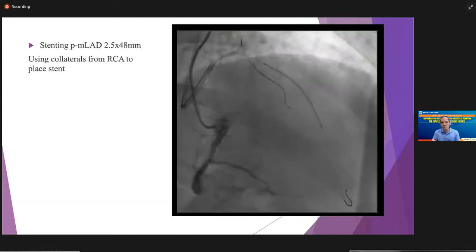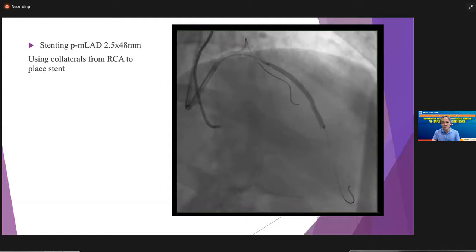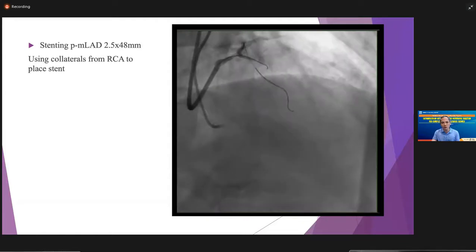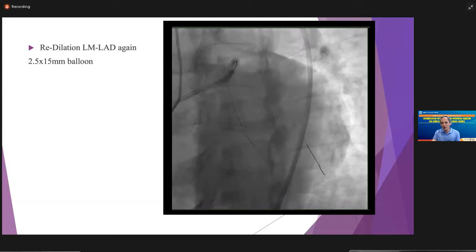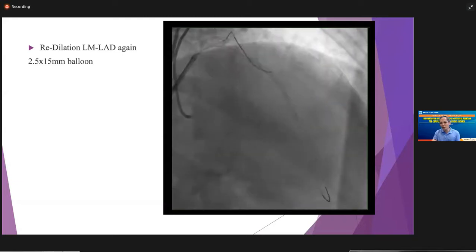For the first stent we use the longest stent, 2.5 by 48 millimeter, and we are using the control from the ACA to the places. Open the ostium LAD to clearly see the LAD.